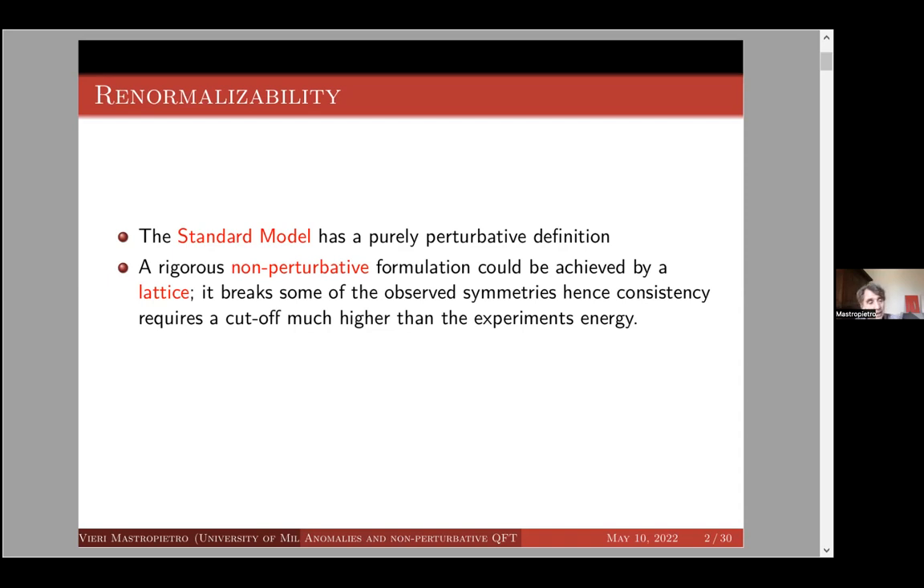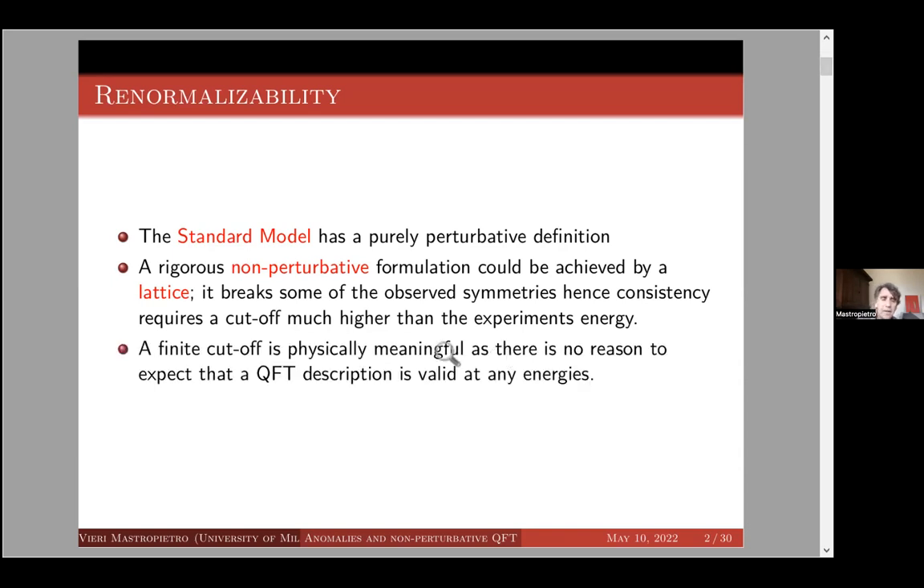you don't want to see lattice effects, because we don't see that. We know that in the experiments, at the energy scale in which our experiments are done, there are no lattice effects. So this provides a constraint. Also, a finite cutoff is physically meaningful. There is no reason to believe that a quantum field theory description holds for any energy. So one can say it is an effective theory up to some energy, and that's it.